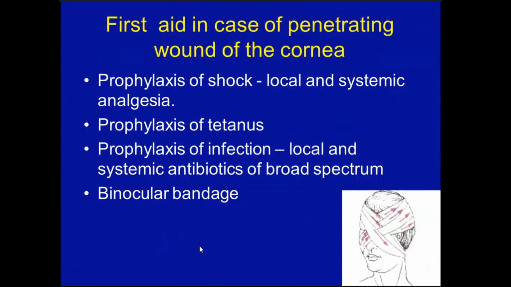What should we do if we see a penetrating wound of the cornea? First aid is very important. At first we should give the patient medicine for shock prophylaxis, like local and systemic analgesics. We should remember tetanus prophylaxis and infection prophylaxis. So we should put local antibiotic and systemic antibiotic, and we should make a binocular bandage.